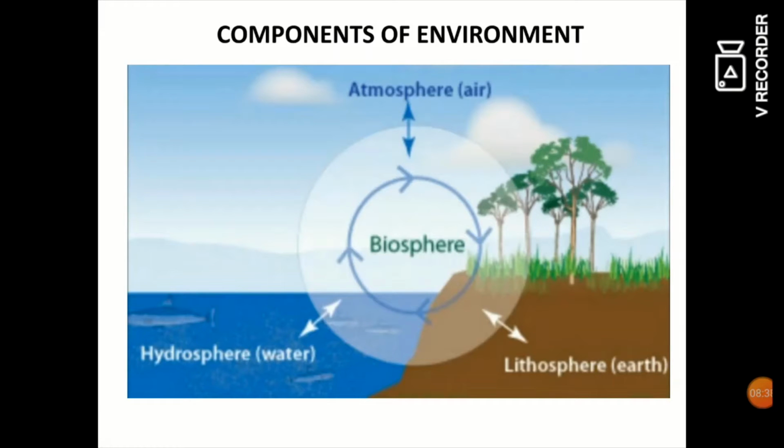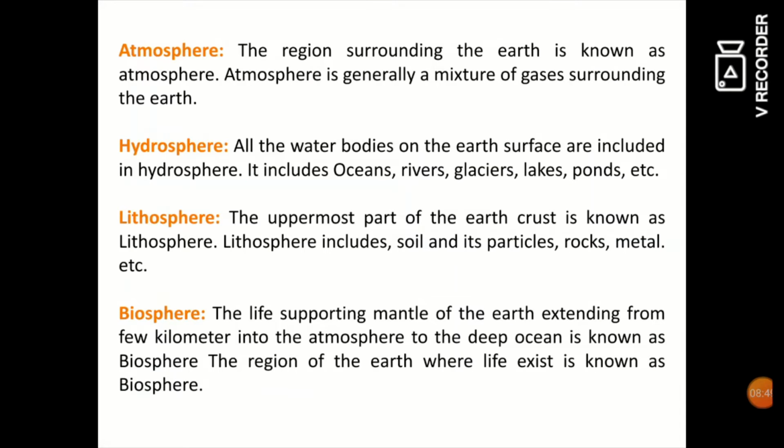Now, since this is a multiple choice question paper, and I'm going to ask the questions in the multiple choice pattern, it is important that you know brief definitions so that you can remember. See these definitions. Atmosphere, the region surrounding the earth, is known as atmosphere, and it is generally a mixture of gases surrounding the earth. All the gases you can imagine exist in the atmosphere. Hydrosphere, all the water bodies, can be oceans, rivers, lakes, glaciers, ponds, etc.